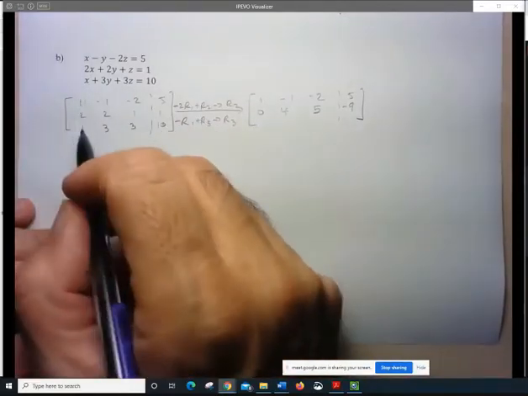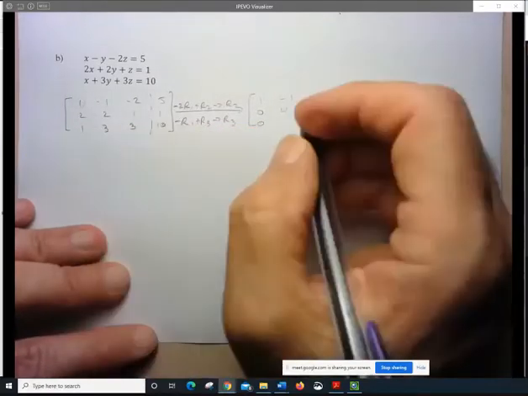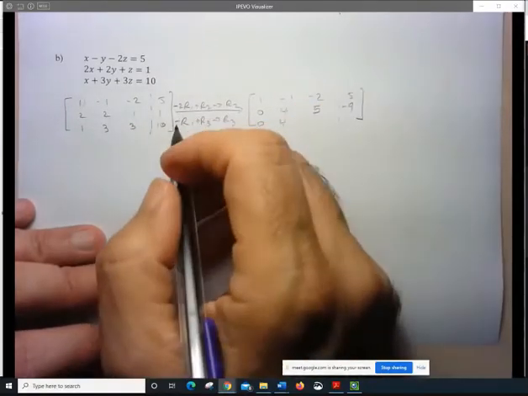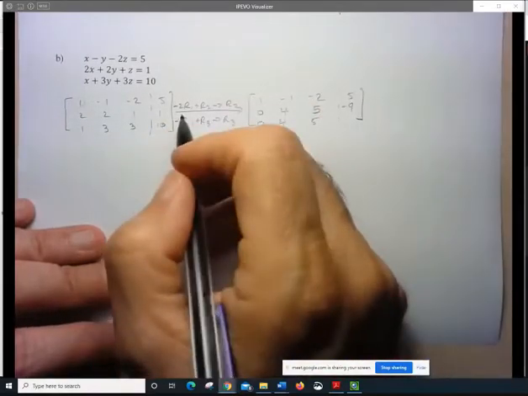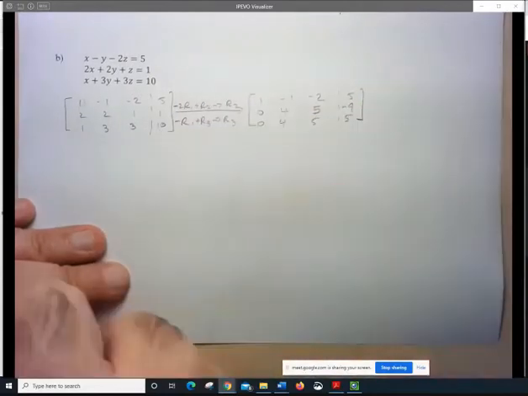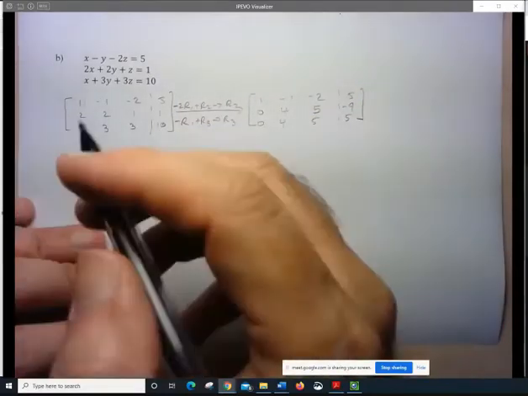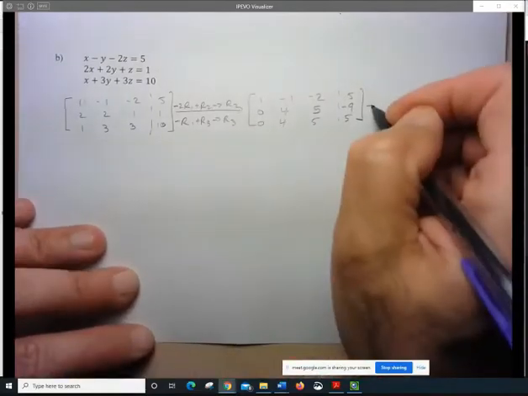Okay, -1 plus 1, 0. This is going to be 1 plus 3, 4. This is going to be 2 plus 3, 5. This is going to be -5 plus 10, 5. Now, I'm just going to keep going. I'm hoping you're already seeing where this is going.